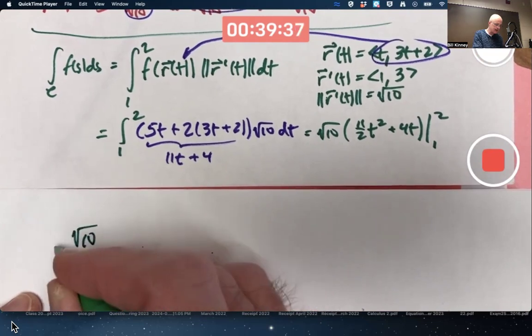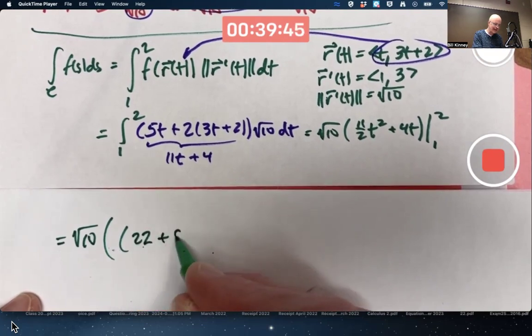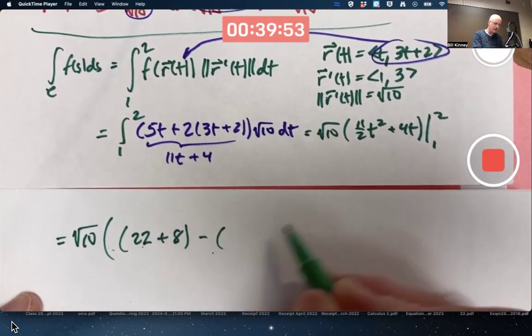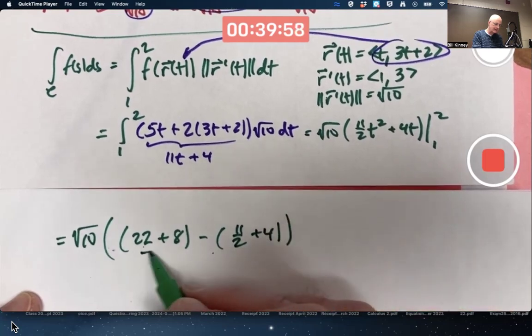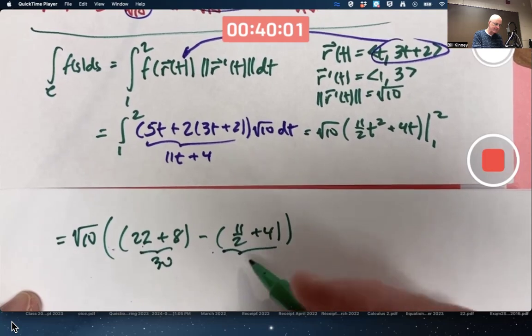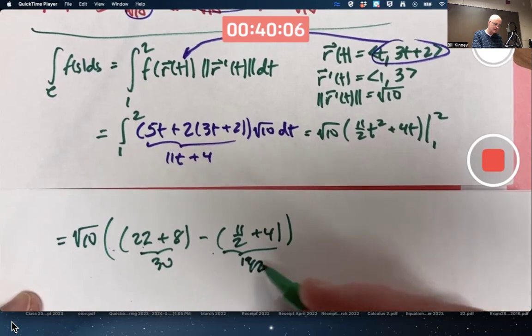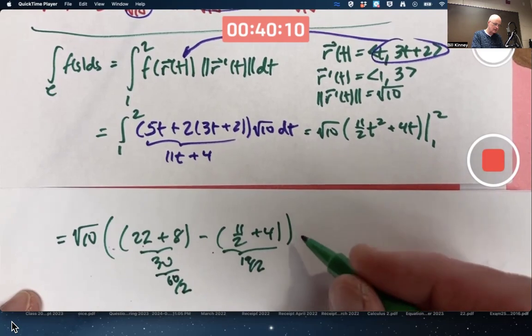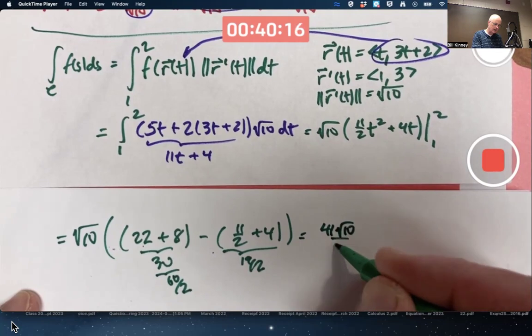Square root of 10. We'll have 2 squared is 4 times 11 halves will be 22 plus 8. I'm plugging 2 into there. Minus, plug in 1, I get 11 halves plus 4. That's a 30. This is, well, that's a 19 halves. 30 is the same as 60 over 2. So it looks like I get 41 square root of 10 over 2.